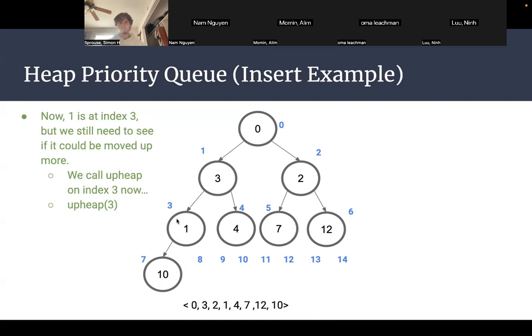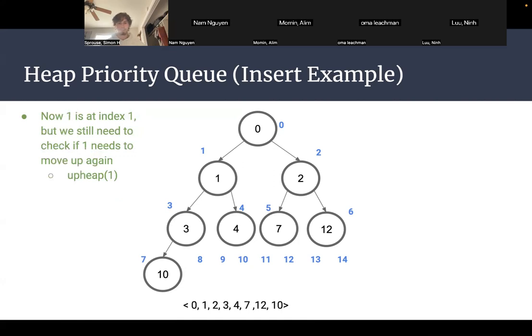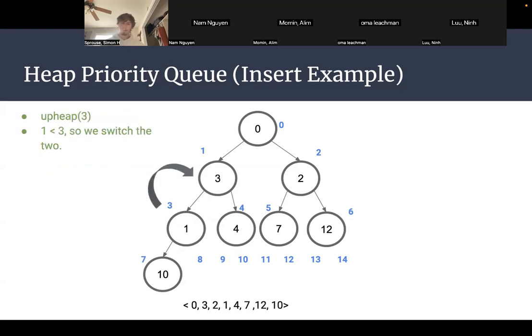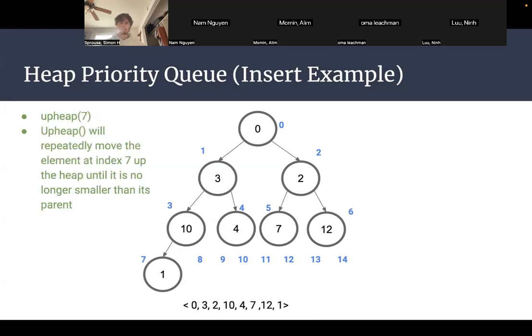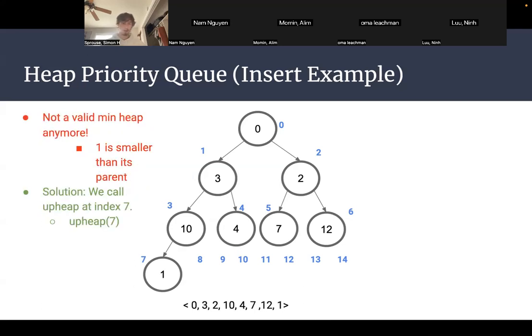Because the path from 1 to 10 is in sorted order. But as you can see, we still have 3, 1, 10, and 0, 3, 1, 10. These are not in sorted order, so we have to call upheap again, and looks like that. And now the structure is valid. As you can see, 0, 1, 3, 10. All of these nodes, when you're looking at the parent, is always less than the children, seems to check out everywhere.